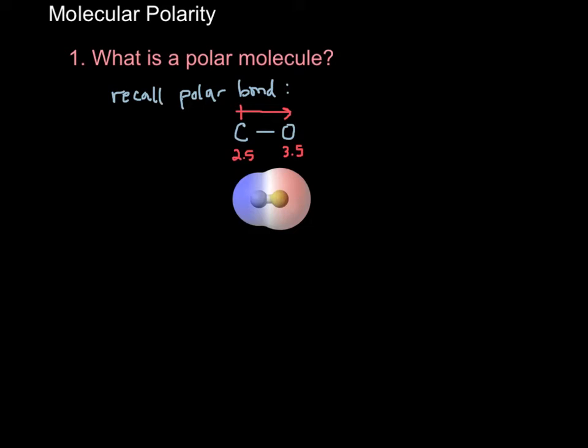So this is your carbon and this is your oxygen. You'll notice that because those electrons are more around the oxygen, you get more electron density around the oxygen and less electron density around the carbon. So you end up with poles. One of them being a slightly negative pole because of those electrons, which are negatively charged, and the other one being a slightly positive pole on this molecule.